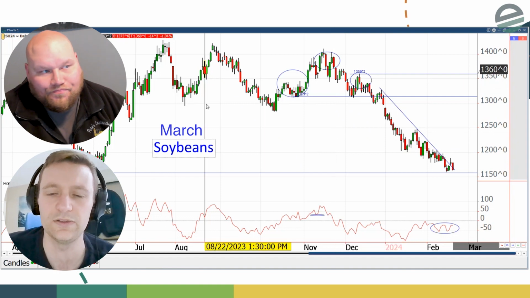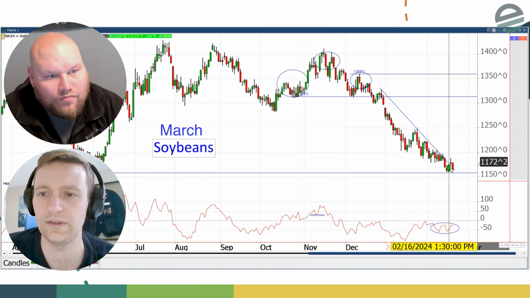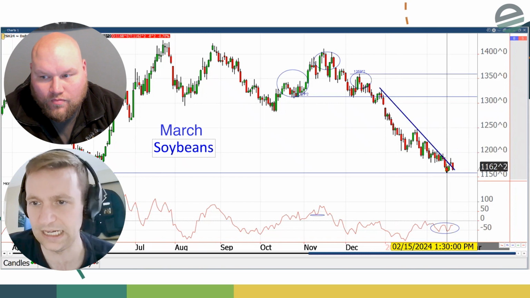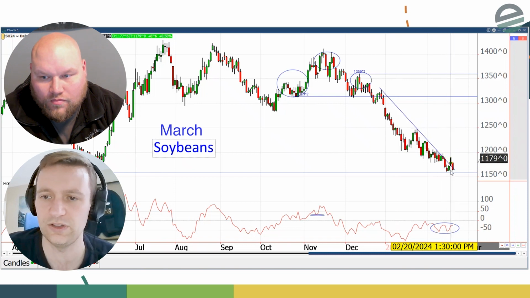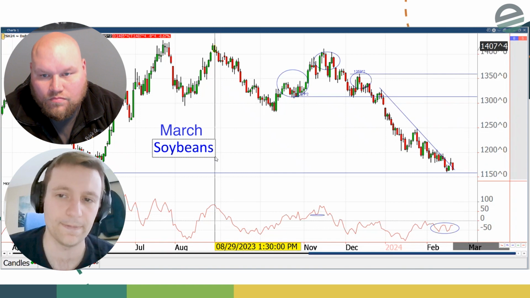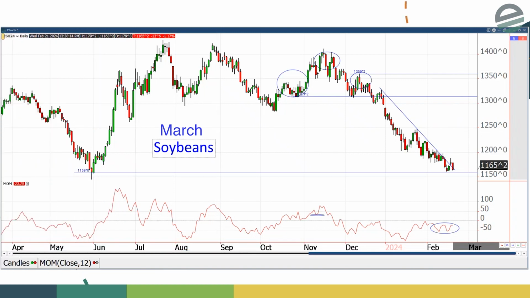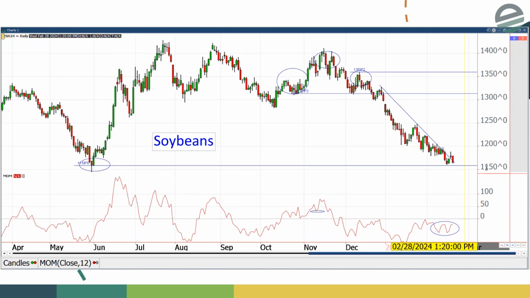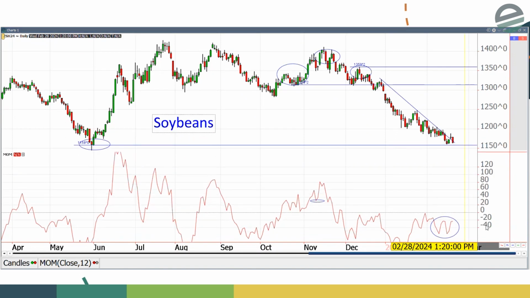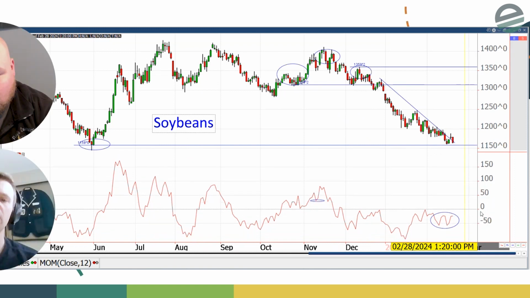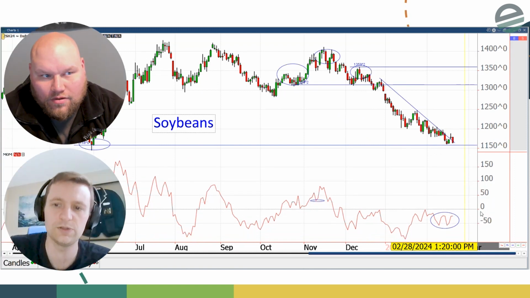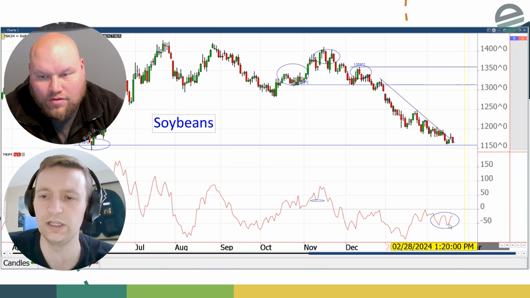This is March beans. The only thing that sticks out to me is that any attempt we've had to break out of this downtrend has been met with aggressive selling. This time, though, we're up against what appears to be pretty long-term support in the March bean contract, at least. We've also got the momentum piece that we've talked about before. Let me blow this up so you can all see. Very reminiscent of May beans that we looked at last week. It's starting to put in, or at least try to put in, a W.